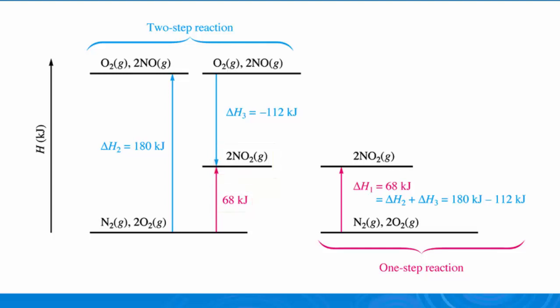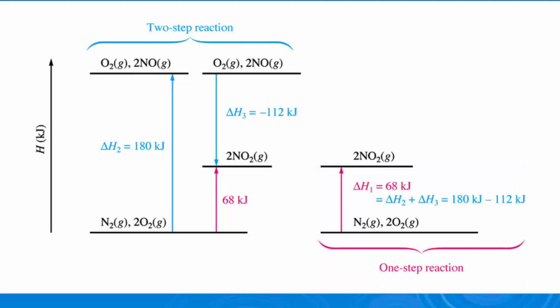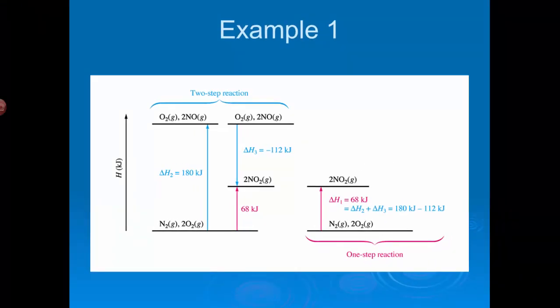What if it happens in one step? We just go directly. Well, it should still be 68 kilojoules. And it's essentially the difference between delta H2 and delta H3. Okay? So we're subtracting. So it doesn't really matter how many steps it takes to get from A to B. The overall energy from reactants to products is going to be the same. And that's essentially what Hess's Law says.